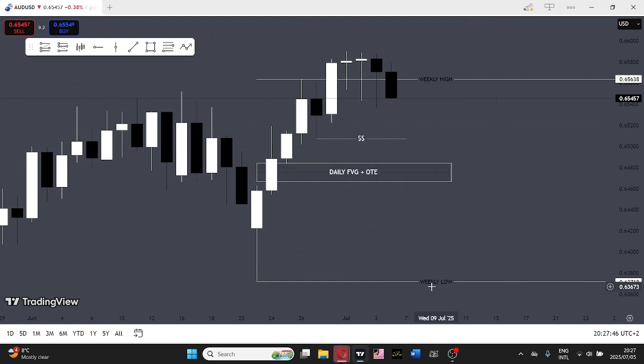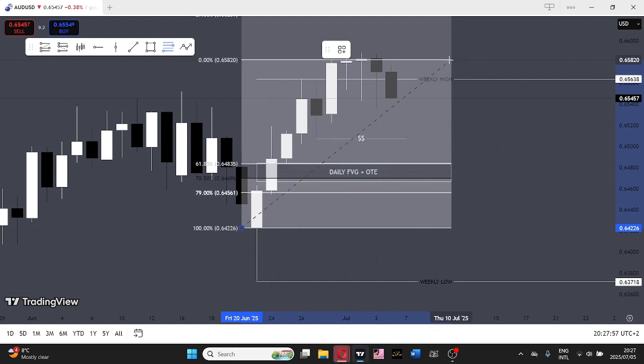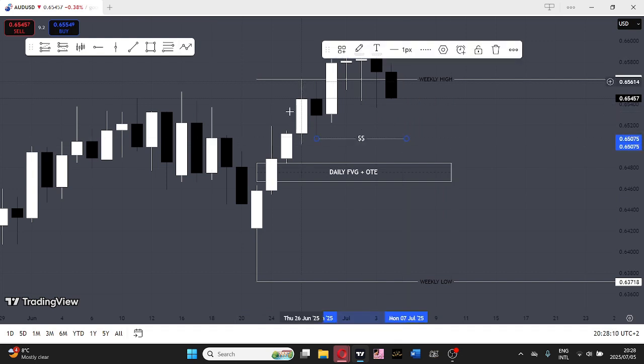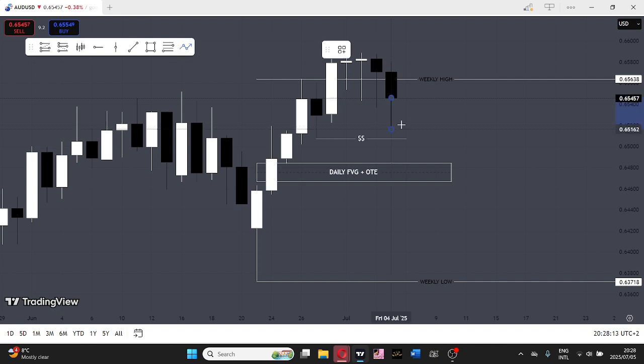So right now we have the weekly low marked and the weekly high marked, and then in between that we found this daily fair value gap validated by the optimal trade entry. When we look at the Fibonacci, you can see that this point of interest is right inside our gray shaded area, and it's validated by this liquidity up here. So a setup like this, I would wait for something like this to happen.